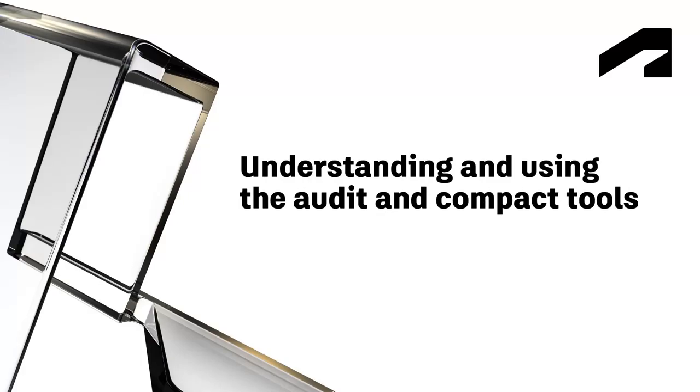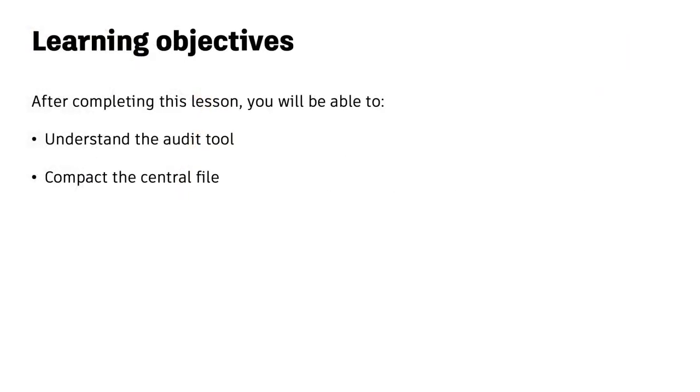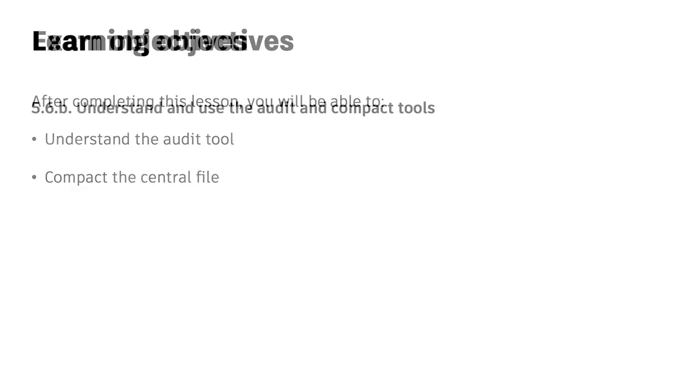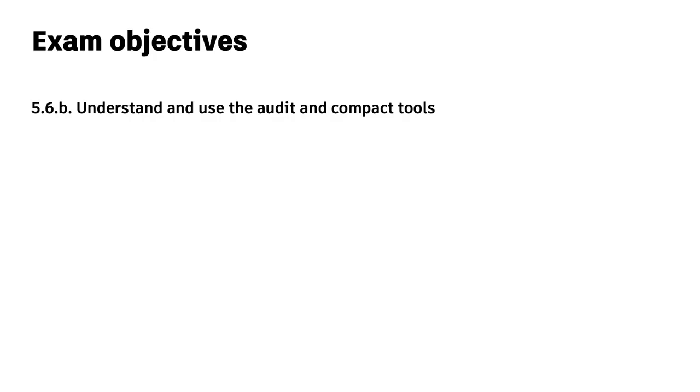After completing this lesson, you will be able to understand the audit tool and compact the central file. The objective domains covered are 5.6b, understand and use the audit and compact tools.